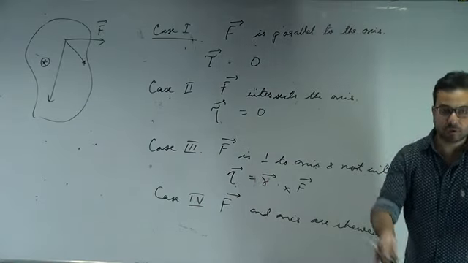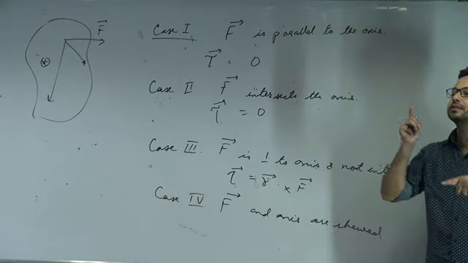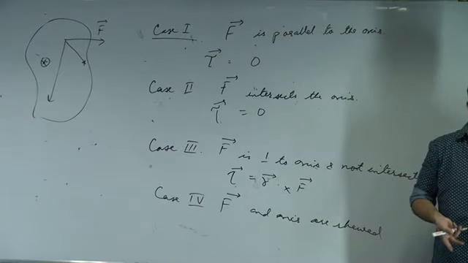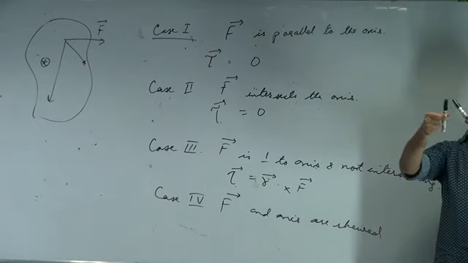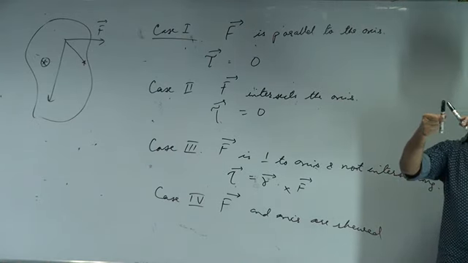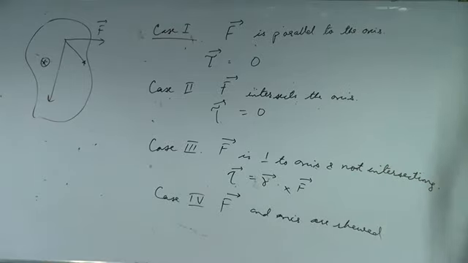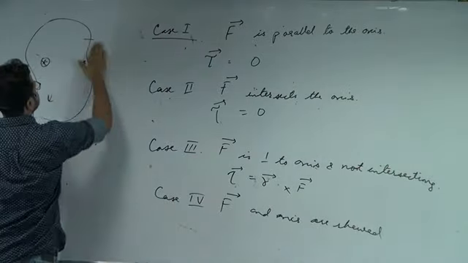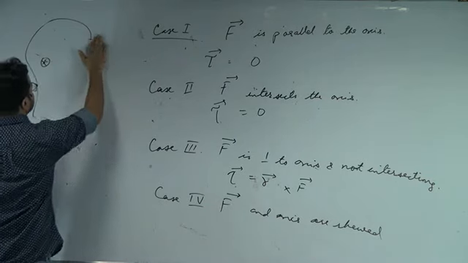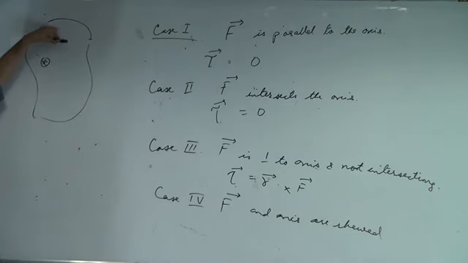Think beyond 2 dimensions. In 2 dimensions, two non-parallel lines have to intersect, but in 3 dimensions, you can have this line and this line. They're never going to intersect, and they're also not parallel. That would look something like this, in a different plane. Now how do you find the torque?